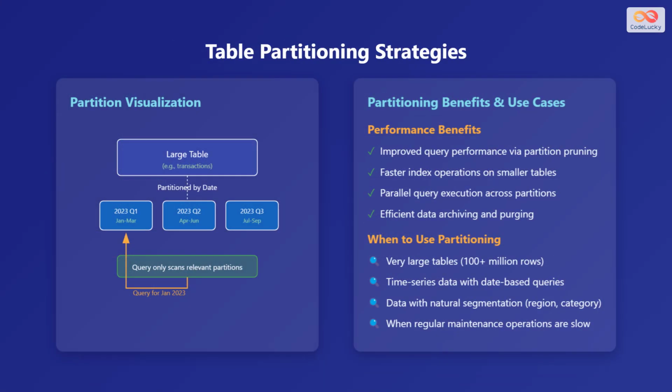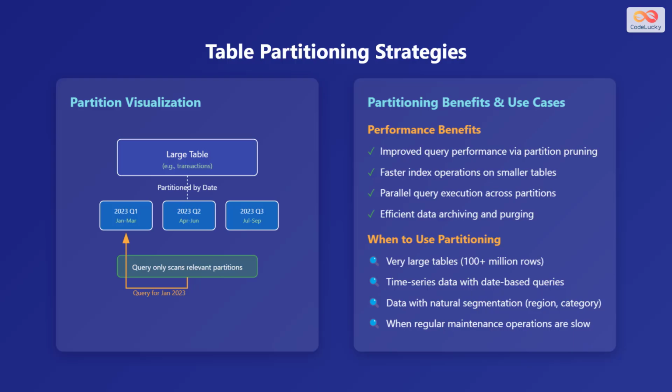Let's explore table partitioning strategies. Table partitioning involves dividing a large table into smaller, more manageable pieces. Imagine a large table of transactions. This table can be partitioned by date, such as quarterly. For example, partitions could be by 2023 Q1, 2023 Q2, and 2023 Q3. A query would only scan relevant partitions, improving performance. This is the query path for January 2023.